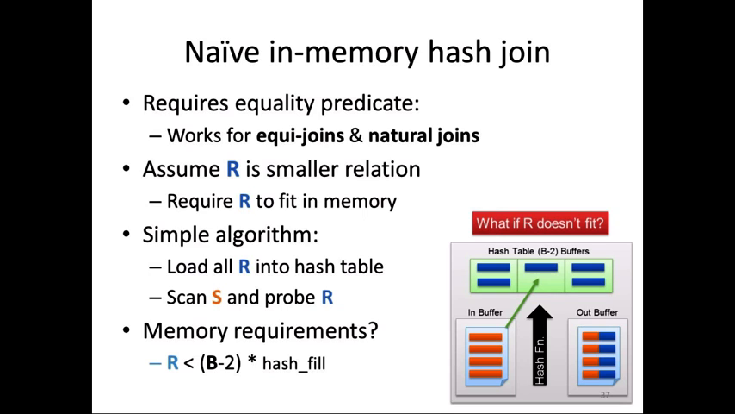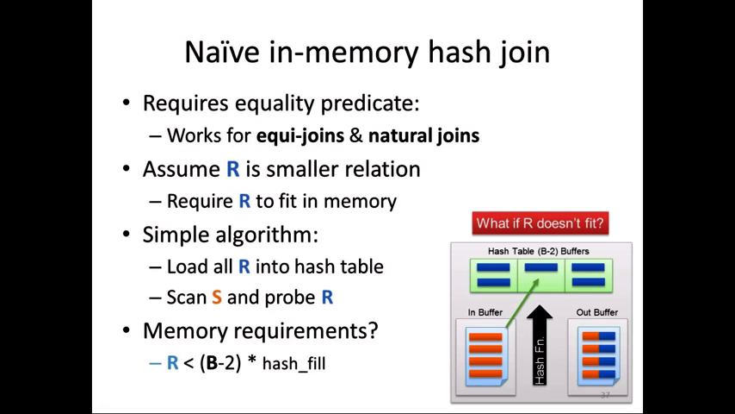What will be the memory requirement for that? Well, R has to be small enough to fit in a hash table of B minus 2 pages. And obviously, R should be significantly less than B minus 2 because there is a parameter, the hash fill, which says that basically the data will not be evenly distributed in the various buckets of the hash table. Some may be larger than others, and so we'll need a hash table that is more than just R itself. So this is why R has to be B minus 2 times a hash fill parameter.